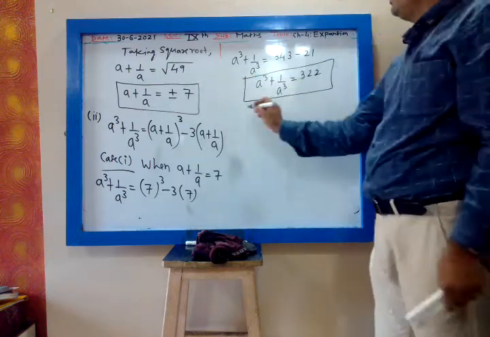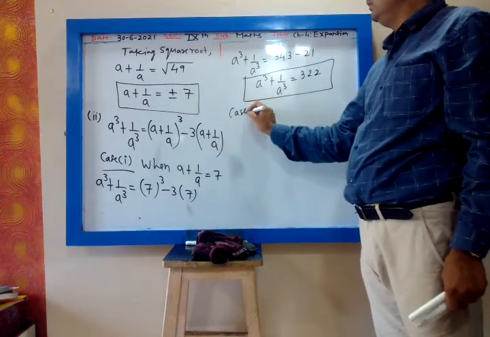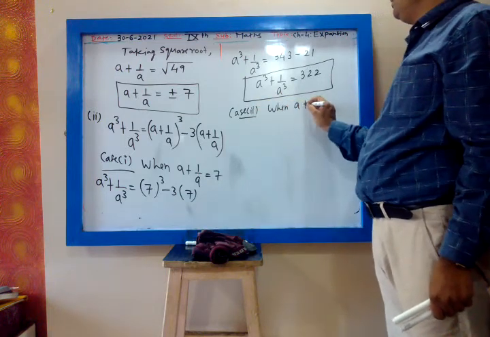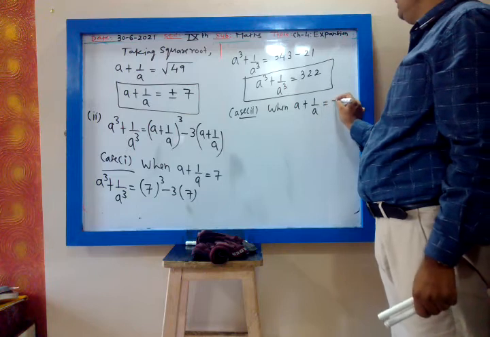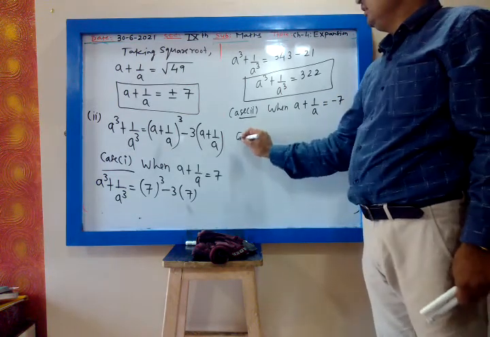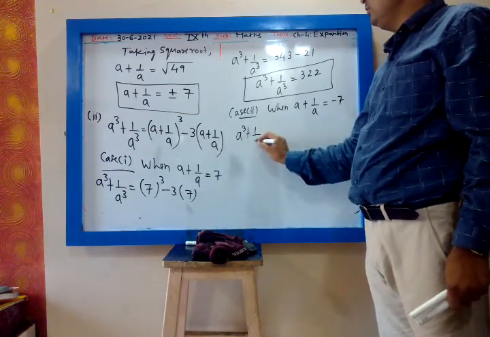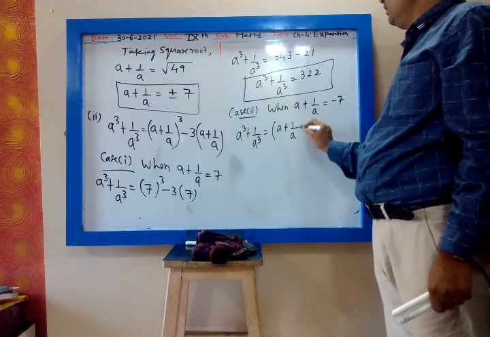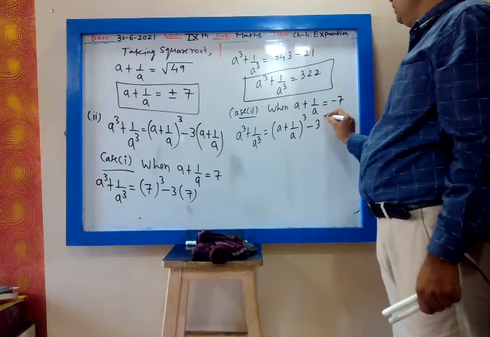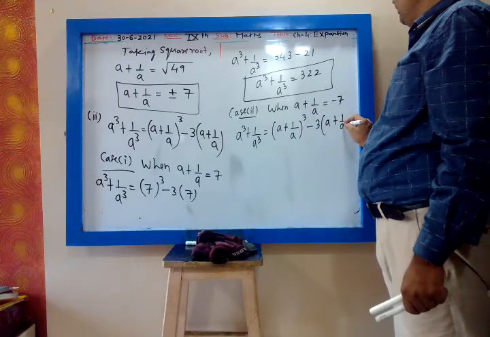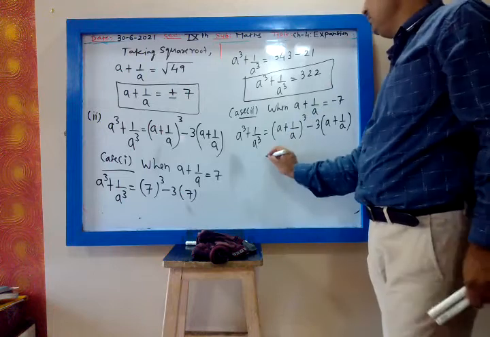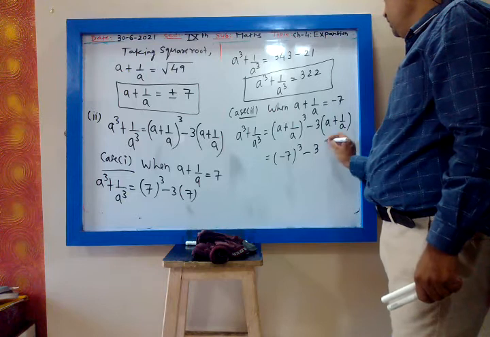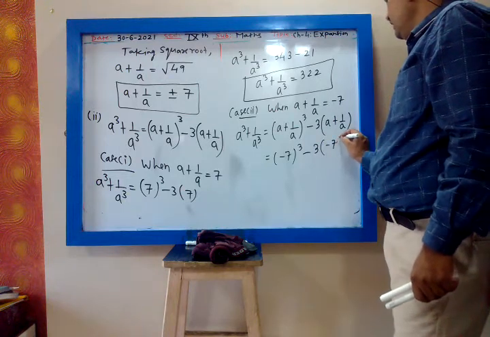Now case 2, when a plus 1 upon a is minus 7. So now we replace the value by minus 7. We get a cube plus 1 upon a cube is a plus 1 upon a whole cube minus 3 into a plus 1 upon a. Now we replace a plus 1 upon a by minus 7, so that becomes minus 7 cube minus 3 into minus 7.